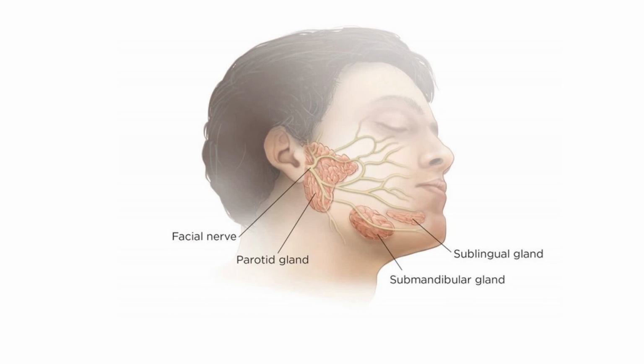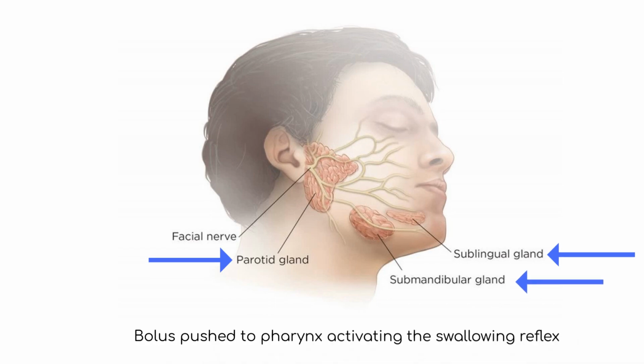Digestion begins in the mouth with chewing and the secretion of enzymes from the salivary glands. There are three pairs of salivary glands, which include the parotid, sublingual, and submandibular glands. Food is chewed and formed into a bolus, which is pushed to the back of the mouth and activates the swallowing reflex by the muscles of the pharynx. These muscles contract and push the bolus to the esophagus.